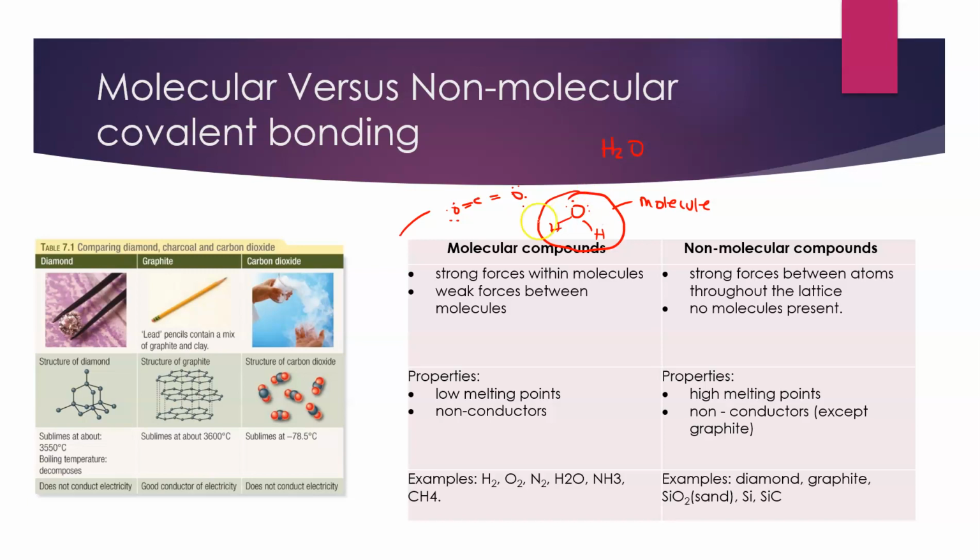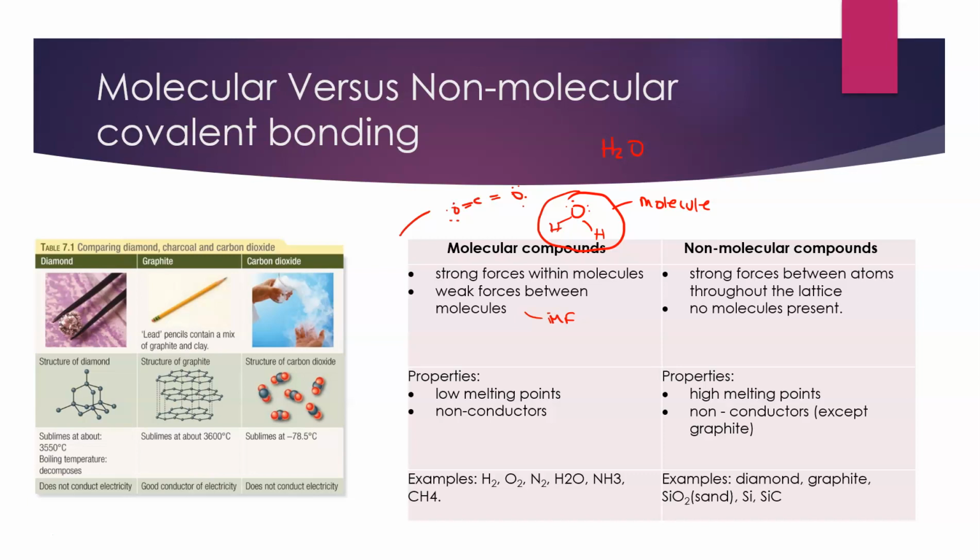This means that, as we've just learned, we have strong bonds within the molecule. So there are strong forces within the molecule and weak forces between molecules, these being all our intermolecular forces that we've learnt about previously. This means that covalent compounds or molecules tend to have properties with low melting points. They don't conduct electricity because they're not charged in any way. There are no moving charged particles. So things like hydrogen gas, oxygen gas, nitrogen gas, all of these things are molecular compounds.